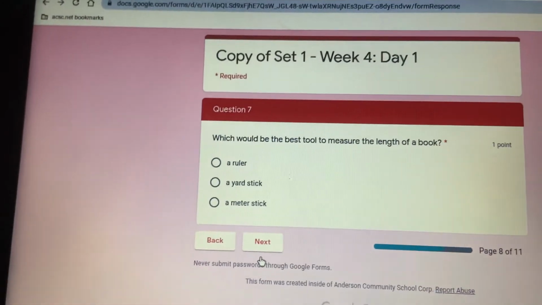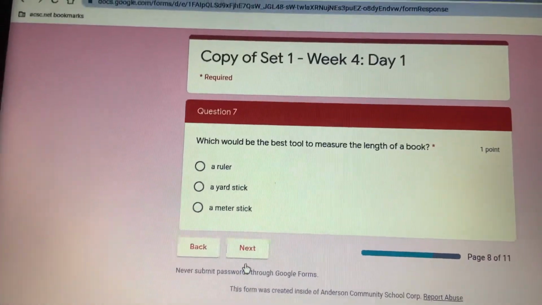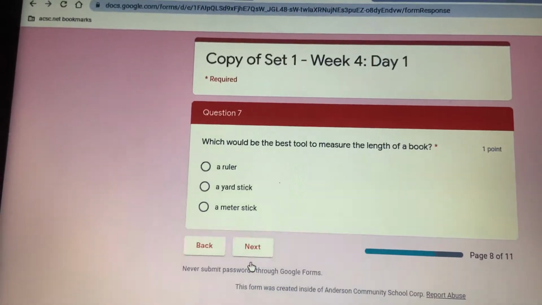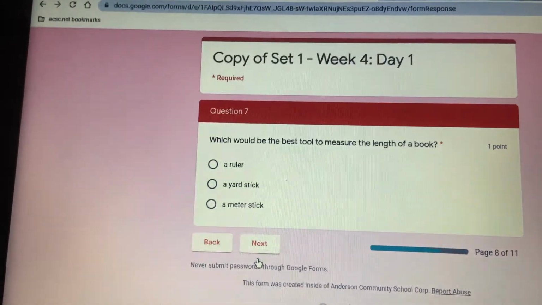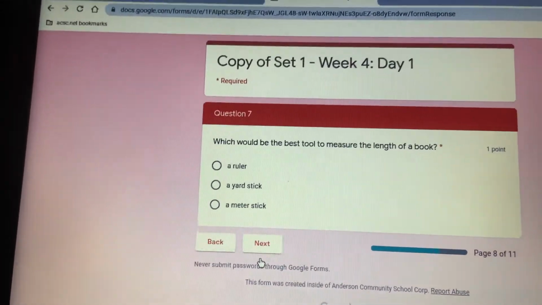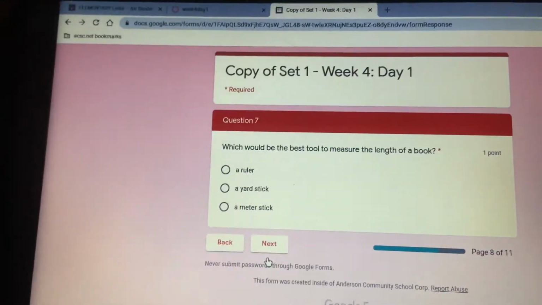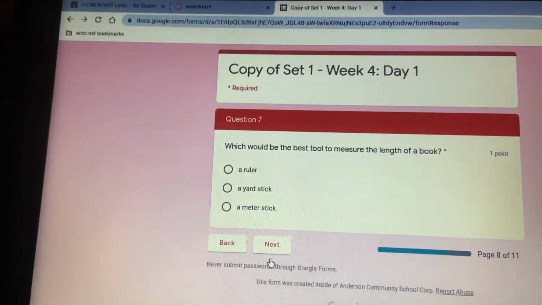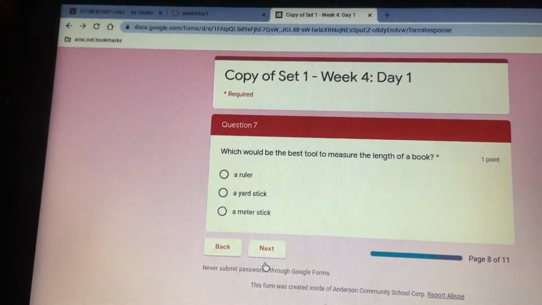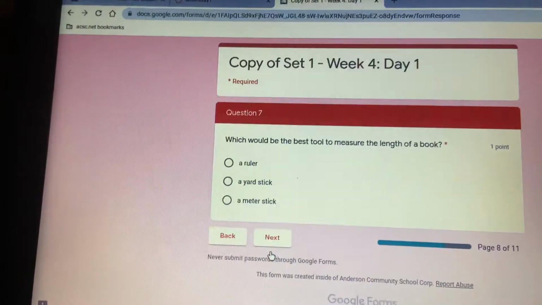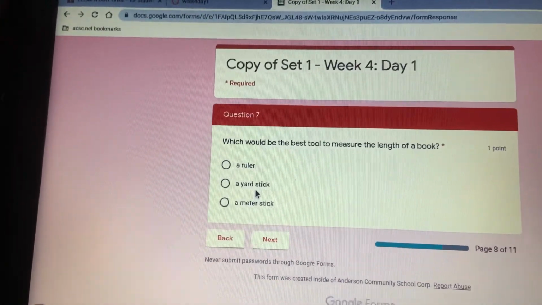The next part is about tools that you use to measure. What would be best to measure the length of a book? Well, we use a ruler, which is a little bit shorter, a yardstick, which is about how long, if you spread your arms out, it would be from hand to hand, and a meter stick is almost the same as a yardstick.